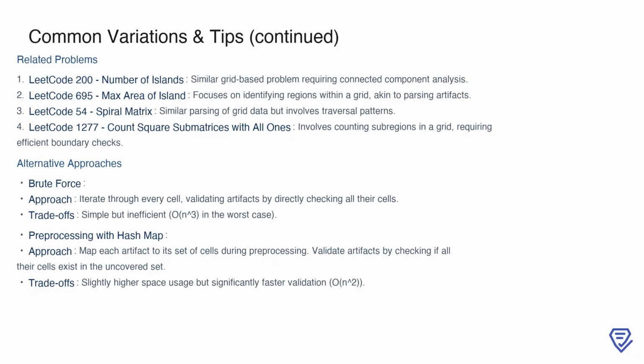A more practical alternative is pre-processing with a hash map. By mapping each artifact to its set of cells during pre-processing, you can validate artifacts more efficiently by simply checking if all their cells exist in the uncovered set. This approach trades a bit of extra space for much faster validation, achieving a time complexity of O(n²).